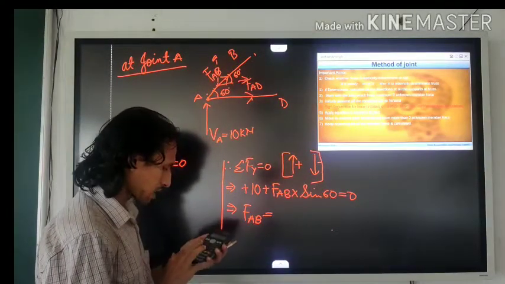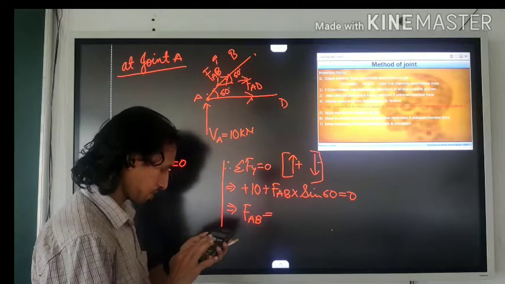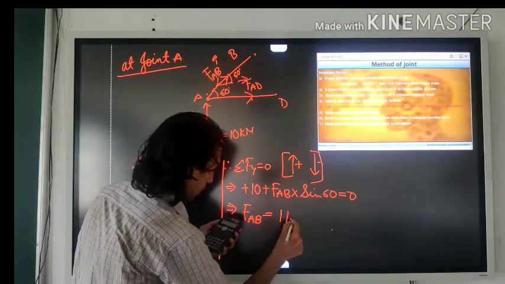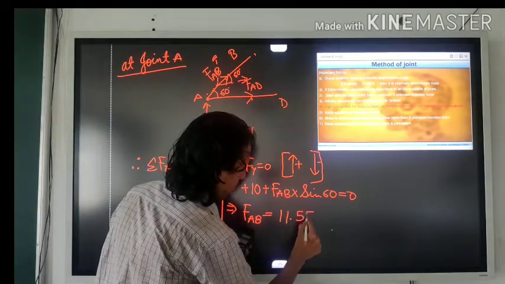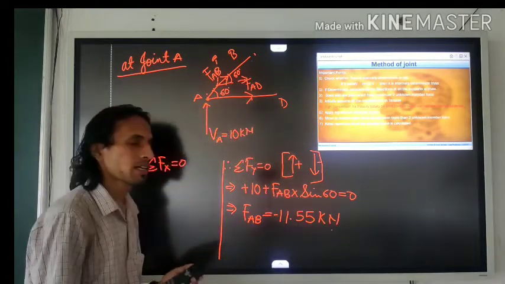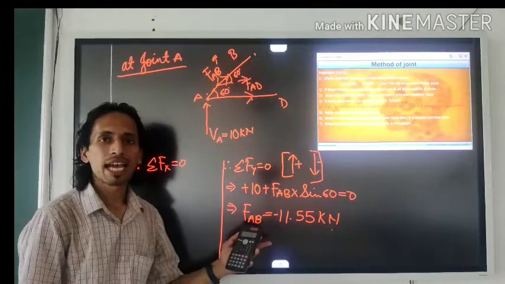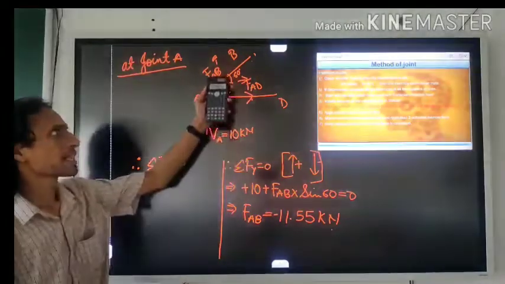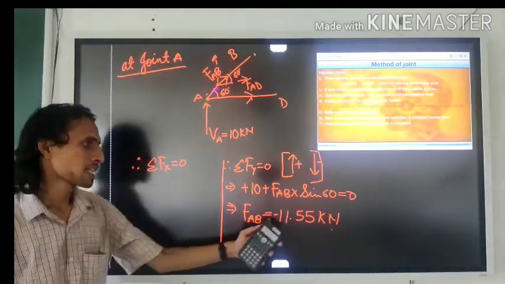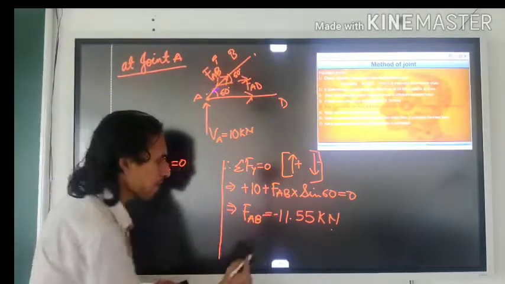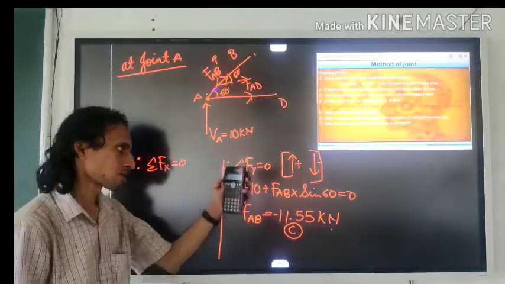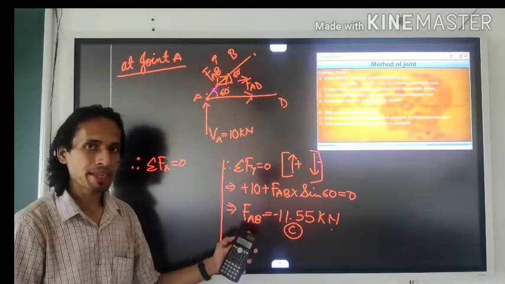You can calculate this: 10 divided by sine 60. So this comes out to be 11.55 kilonewton with a negative sign. Okay, so what this negative sign indicates is that our assumption that this member AB is in tension is wrong. It is of the opposite. So FAB is in compression. So we have solved for one member, AB.